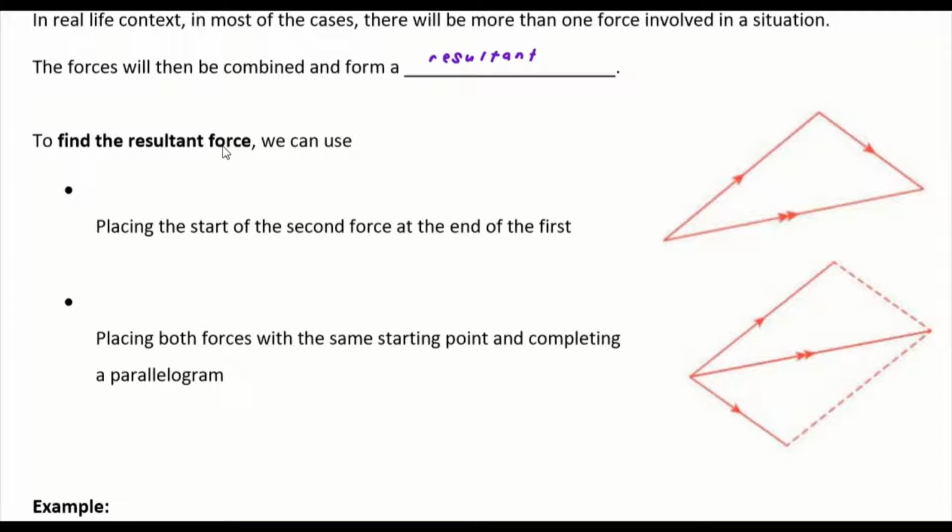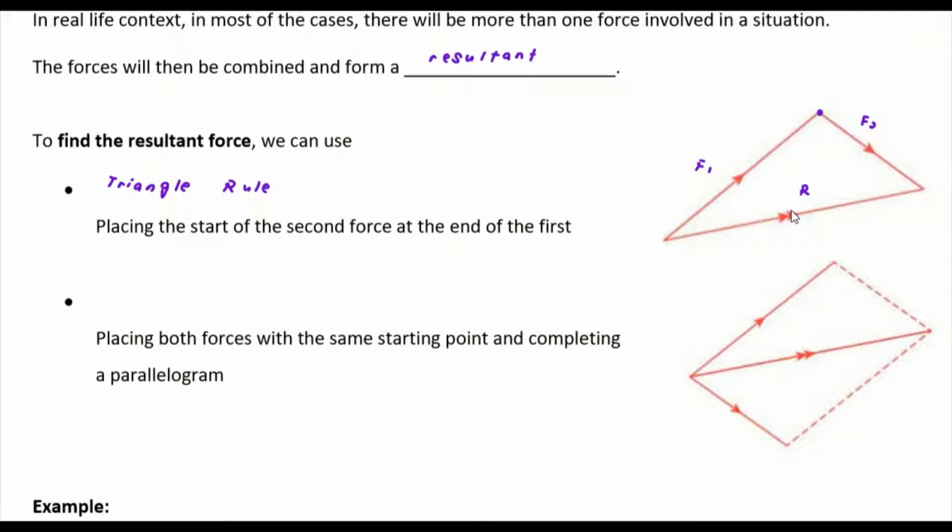Okay, so what we can try to do first is to use the triangle rule. In the triangle rule, let's say this is our F1, our force 1. We place the start of our second force at the end of the first one. So this is our first force, the direction going up, and this is where it ends. You start your second force after the end of the first force. And the resultant will be the one connecting the start of your first force and the end of your second force. So this is how you get your resultant.